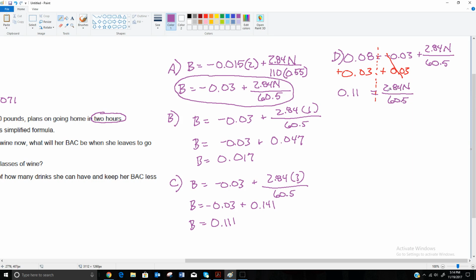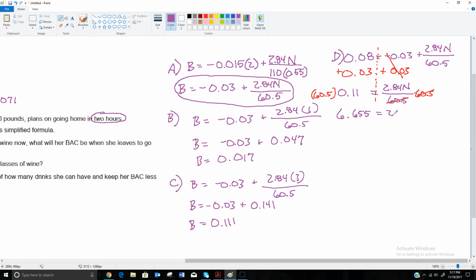If you were working this, the order of operations, you would take 2.84 times n and then you divide. So to undo that, I need to undo the division first, working backwards. And so I'm going to multiply by 60.5 to get rid of it. So to get rid of this 60.5, I'm going to multiply by 60.5, and then that will cancel. And on this side, I also need to multiply by 60.5. And 60.5 times 0.11 gets me 6.655.